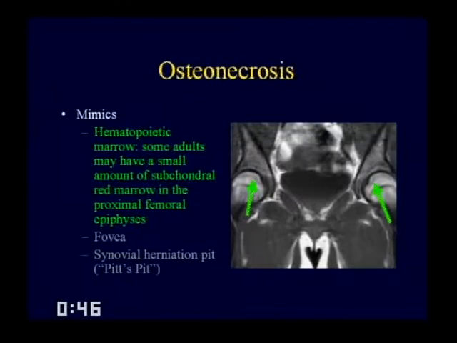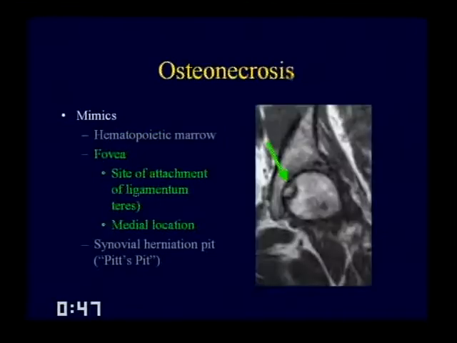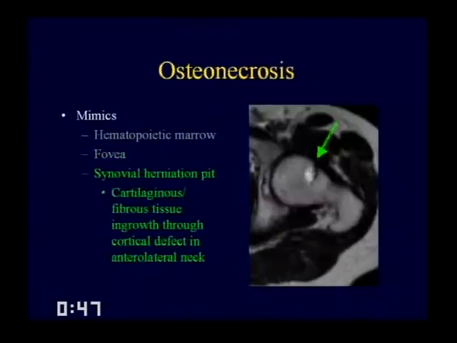We talked about one of them before, the marrow that some adults have in the subchondral aspects of the proximal femoral epiphyses. Again, it's not quite as well defined. Follows the subchondral contour there. The fovea is where the ligamentum teres attaches. It has a medial location. You'll usually see the same thing on the other side. And a synovial herniation pit, also called Pitt's pit, is a cartilaginous or fibrous tissue ingrowth through a little cortical defect into the anterolateral neck, a little bit lower down than your typical AVN.